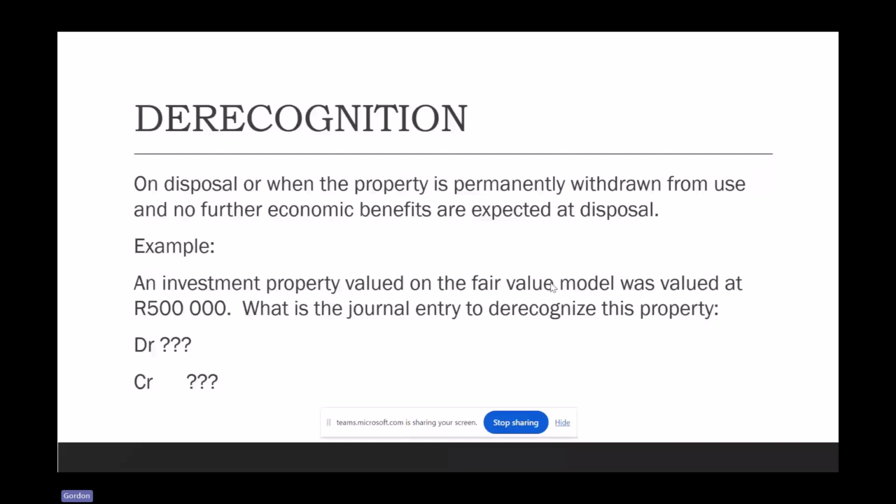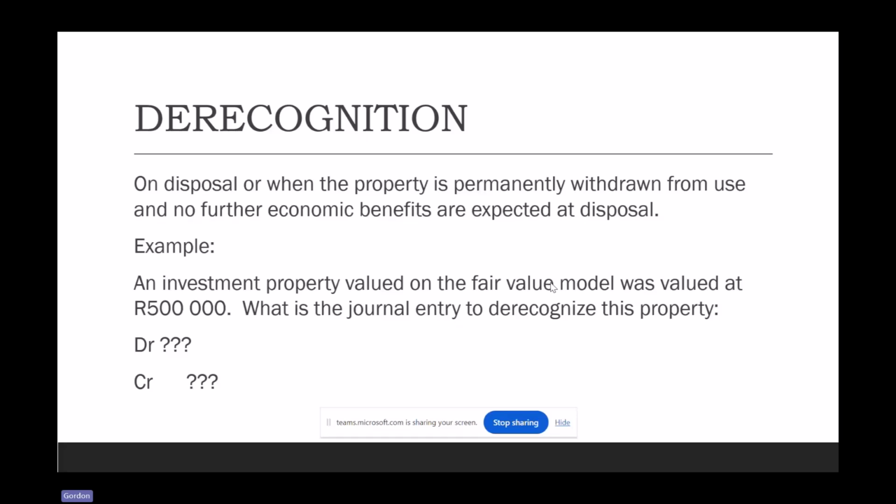Okay, so yesterday we spoke about the derecognition of an investment property, right? Before we even got to the derecognition, we spoke about what investment property is, the definition of an investment property. We said that it is a kind of asset that is held for rental to others, or is held for capital appreciation. Then we spoke about how you go about recognizing it on your balance sheet, when the definition and the recognition criteria have been met.